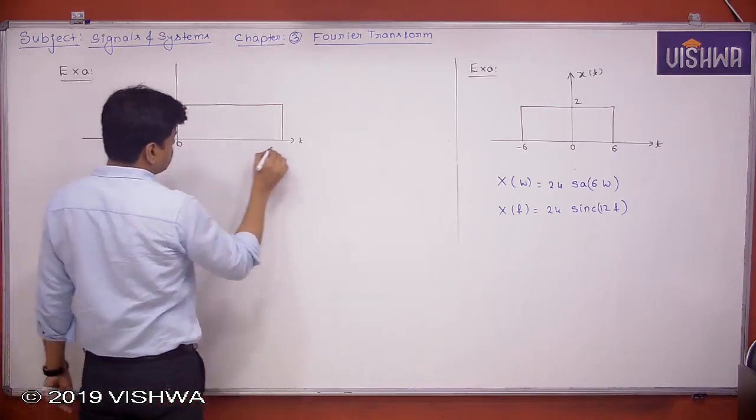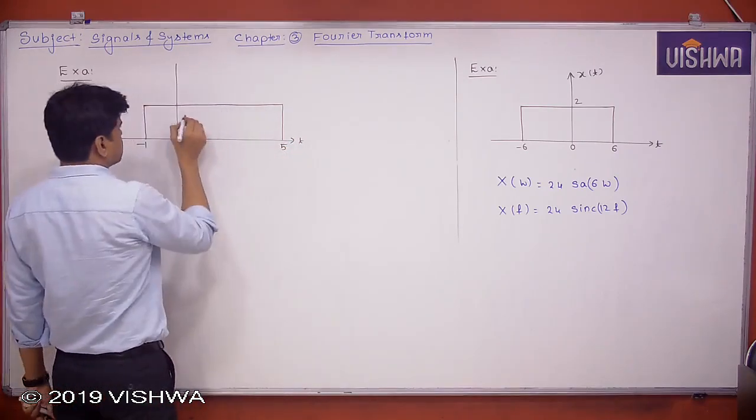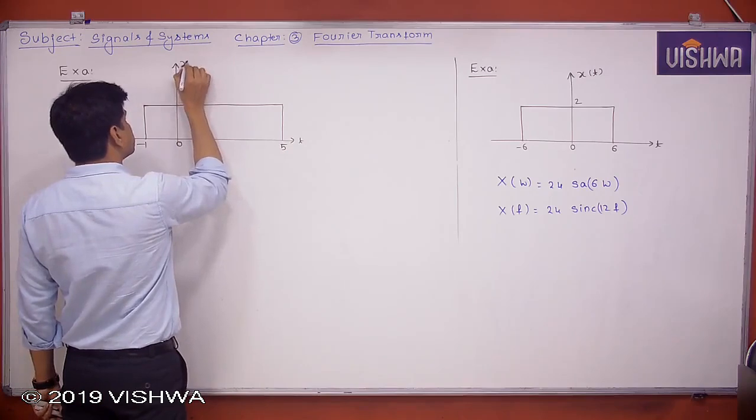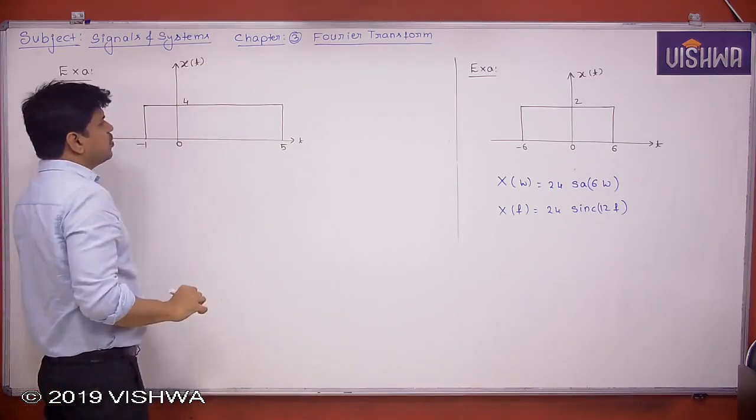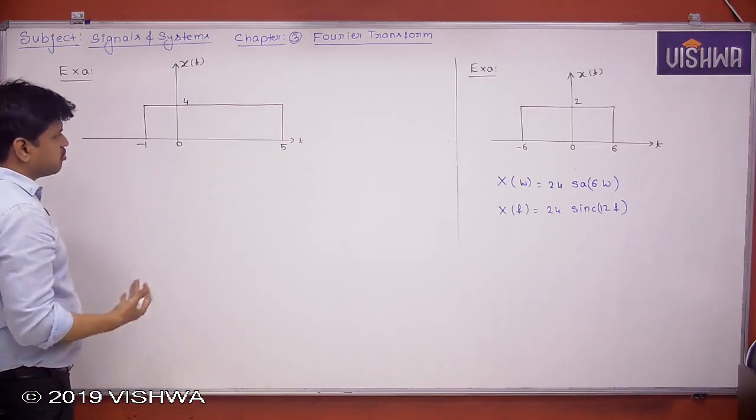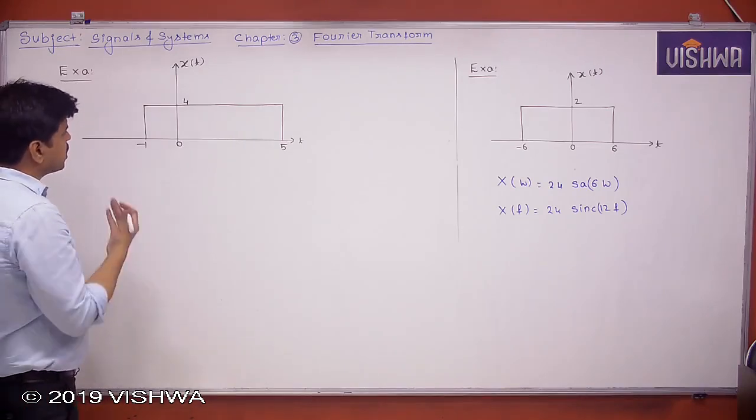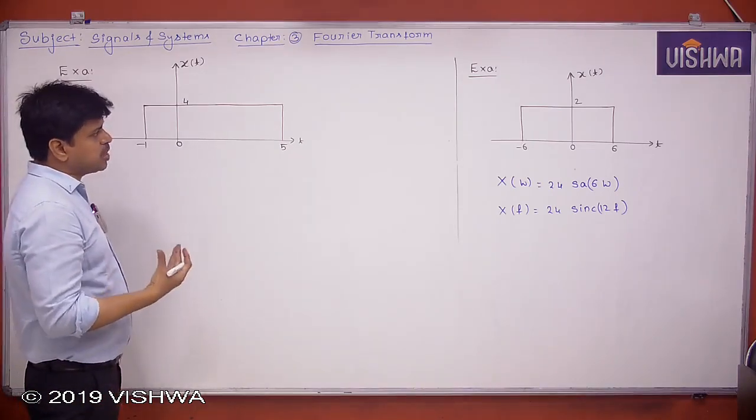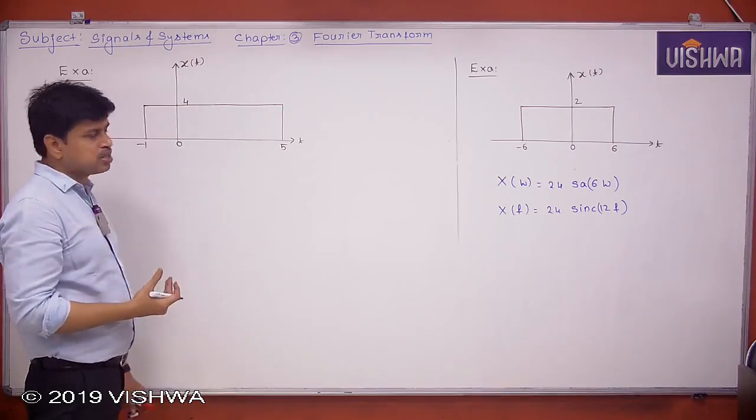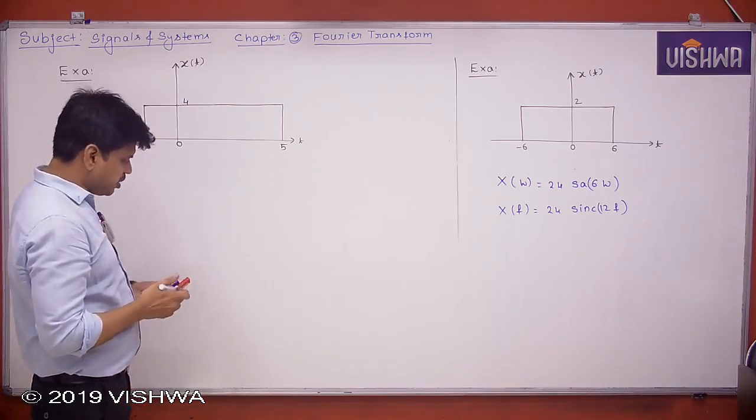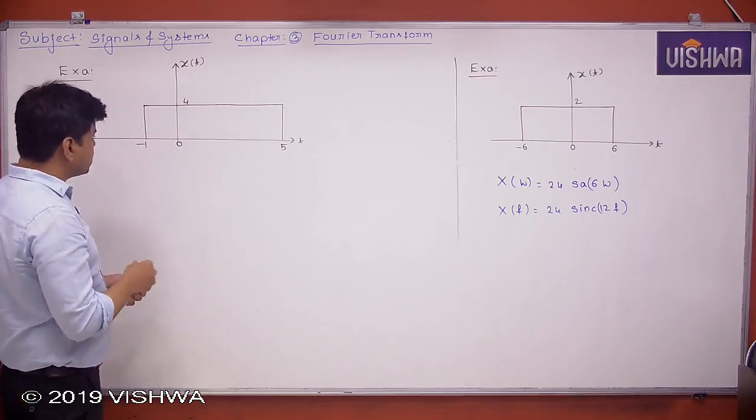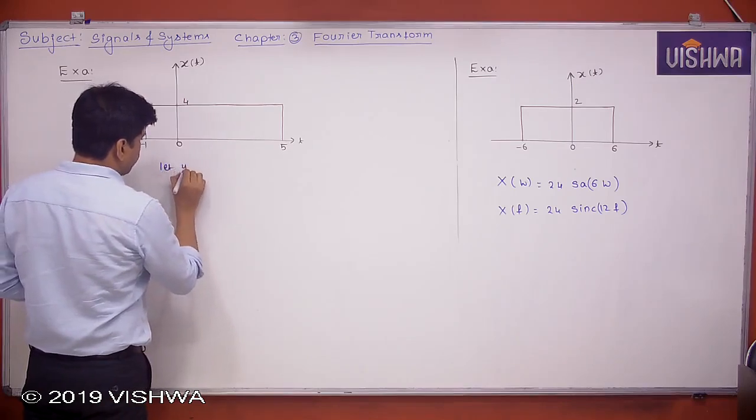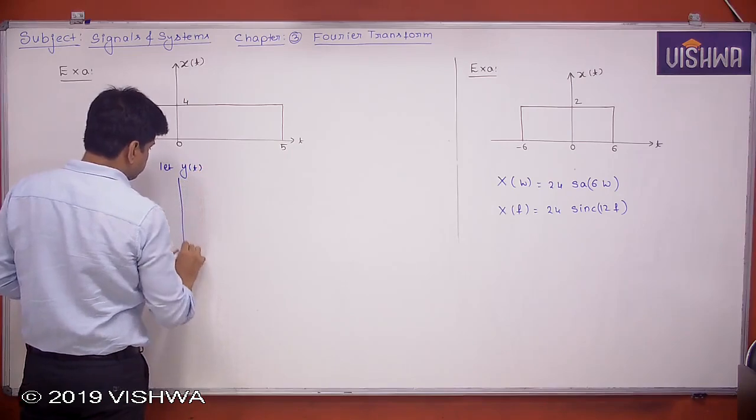Which is like this, from -1 to 5, let's say 4, x of t. For this function, I have to calculate what is X of omega. But if you observe carefully, the given x of t signal is not symmetrically located, and we have derived the formulas only for a symmetrically located rectangular pulse. Then what do we have to do? So assume a signal y of t, which looks like this, let's say.